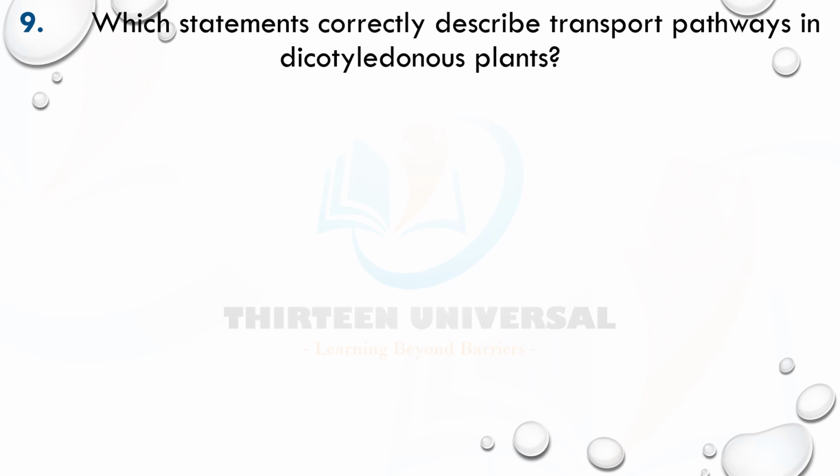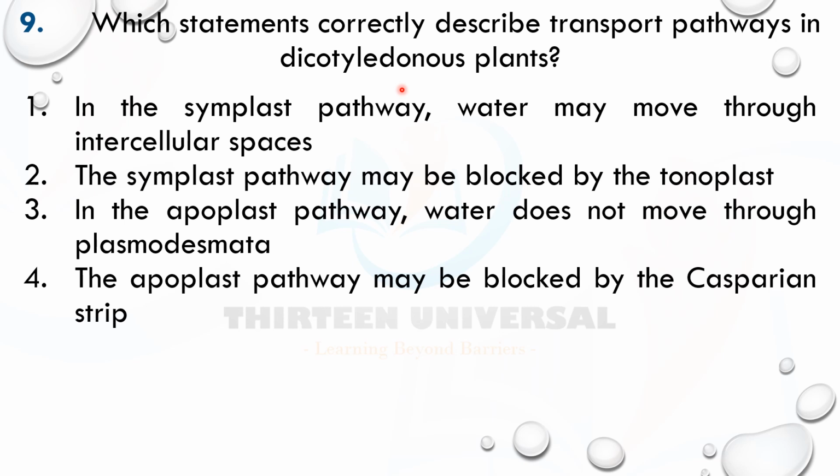So number 9, which statement correctly describes transport pathways in dicotyledonous plants? Let's see. Pause this video and try it. So it says in the symplast pathway, water may move through the intercellular space. No, water does not move through the intercellular space in symplast. It moves through the plasmodesmata. Now I don't think 1 should be there.